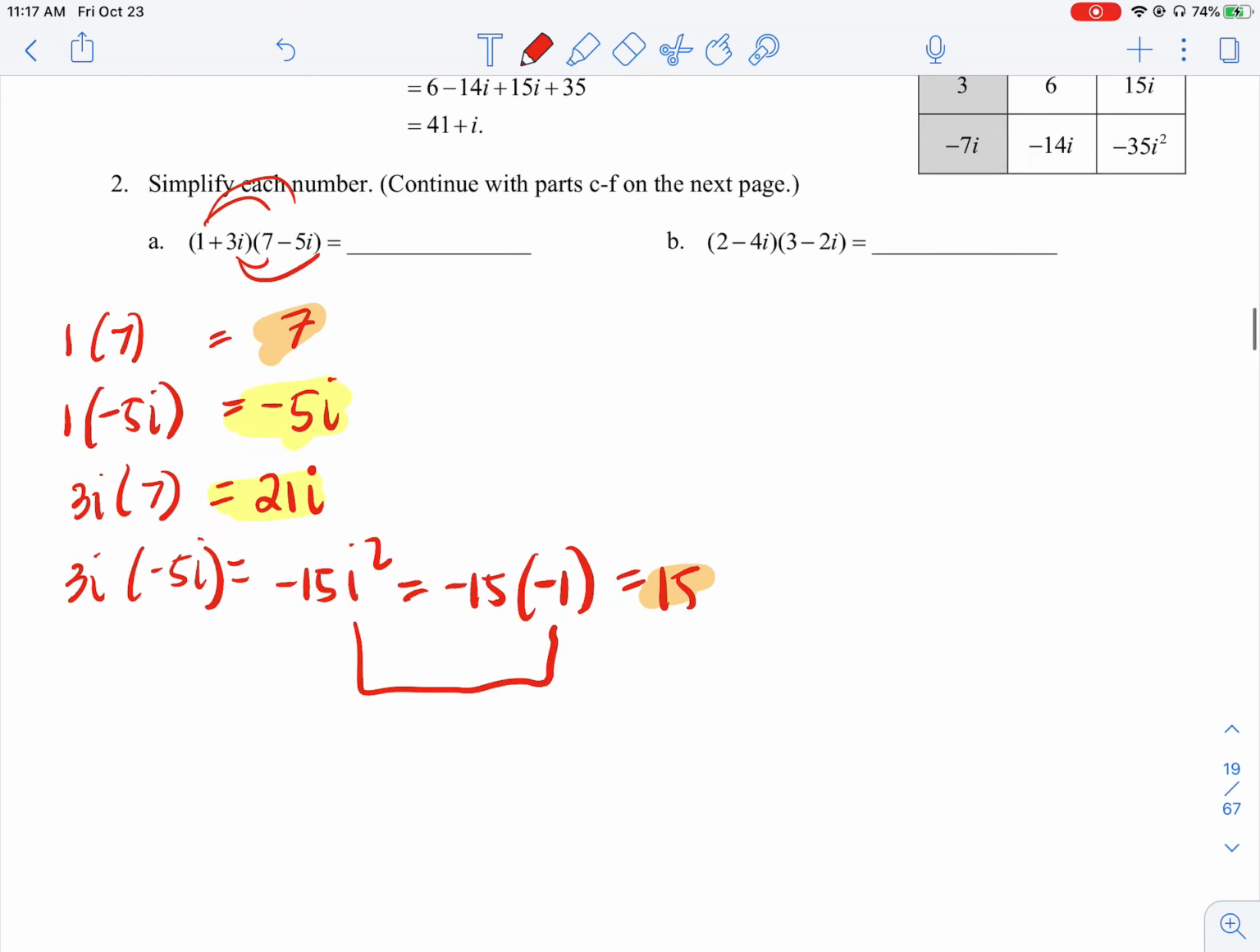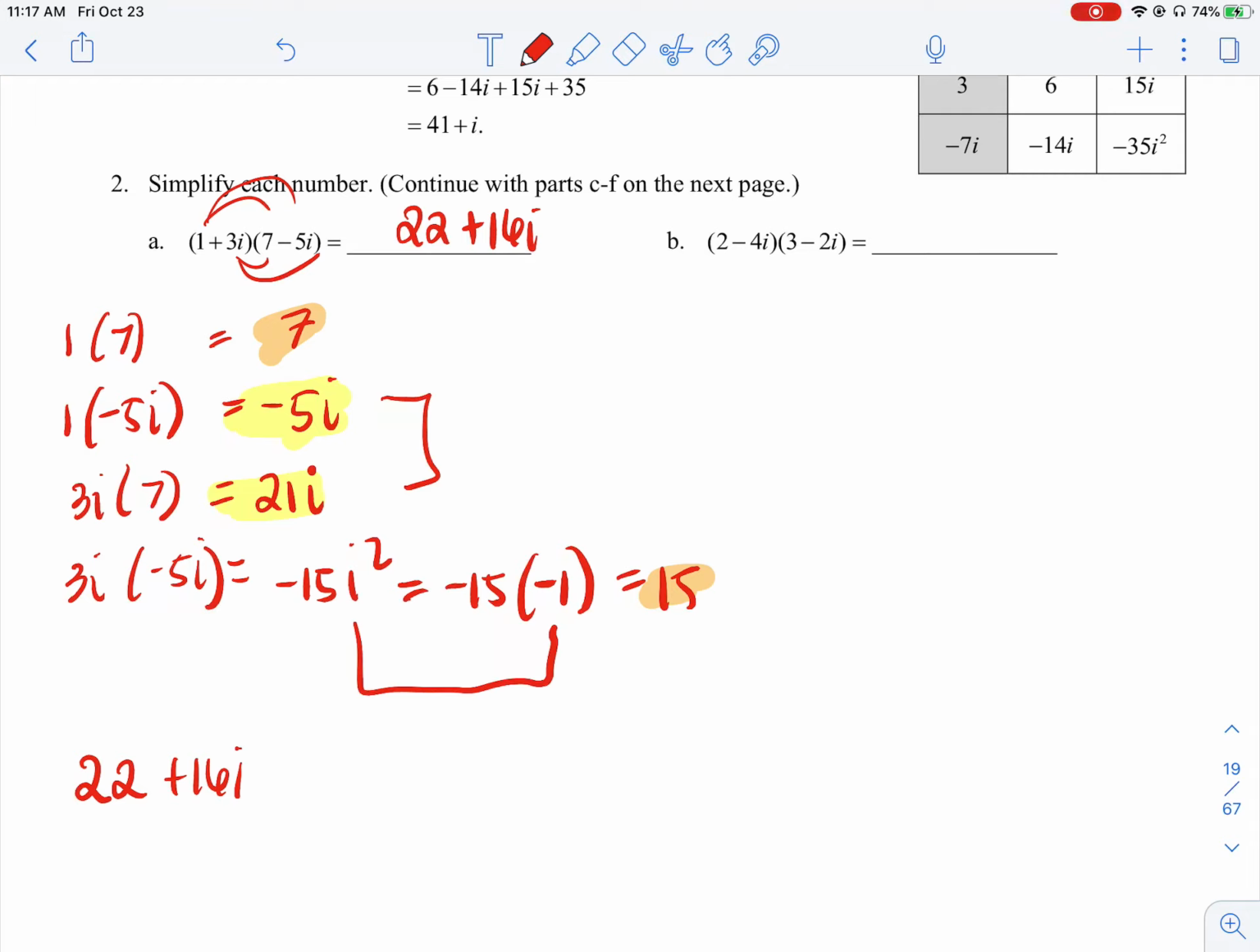Where should we put that answer? Right here. So we get 22. And then let's combine these two right here. Negative 5i plus 21i is 16i. So our final answer is 22 plus 16i.